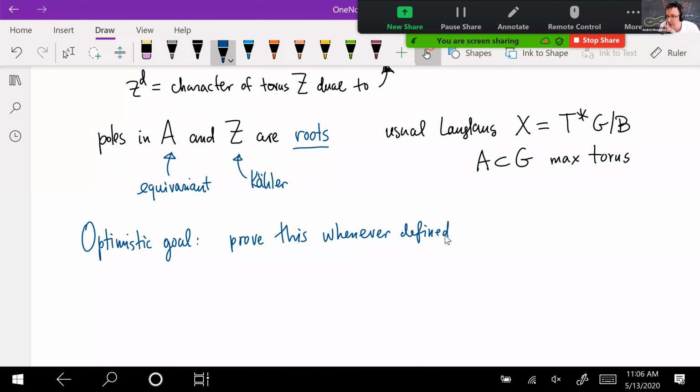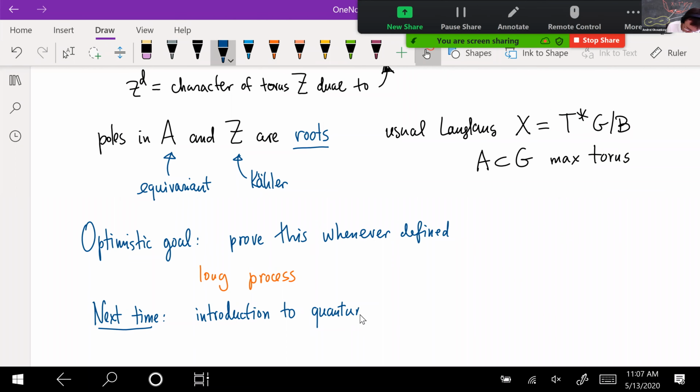And whenever defined refers to the fact that there are some foundational issues defining these indices in a general situation. So maybe it'll be a long process. So next time, there are many ingredients I mentioned, but this will be just an introduction to quantum groups. All right, that's less than I wanted to say, but I've used more time than I had.